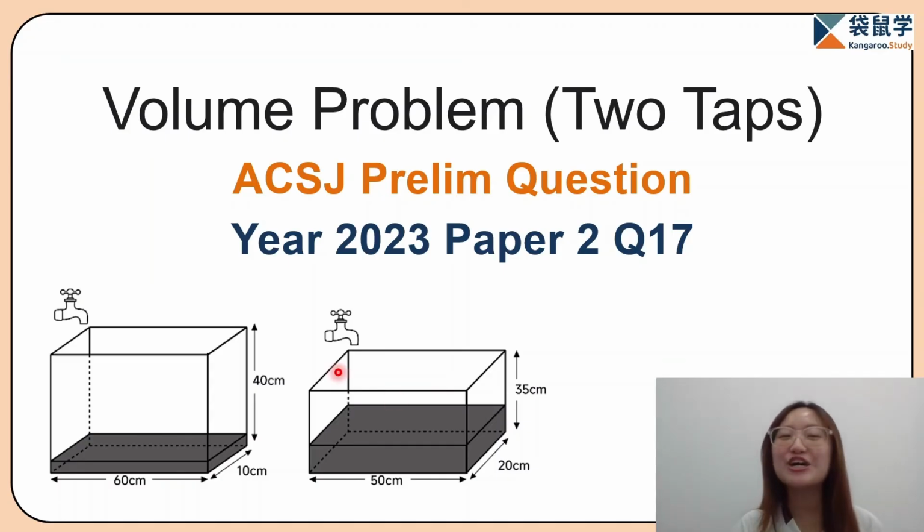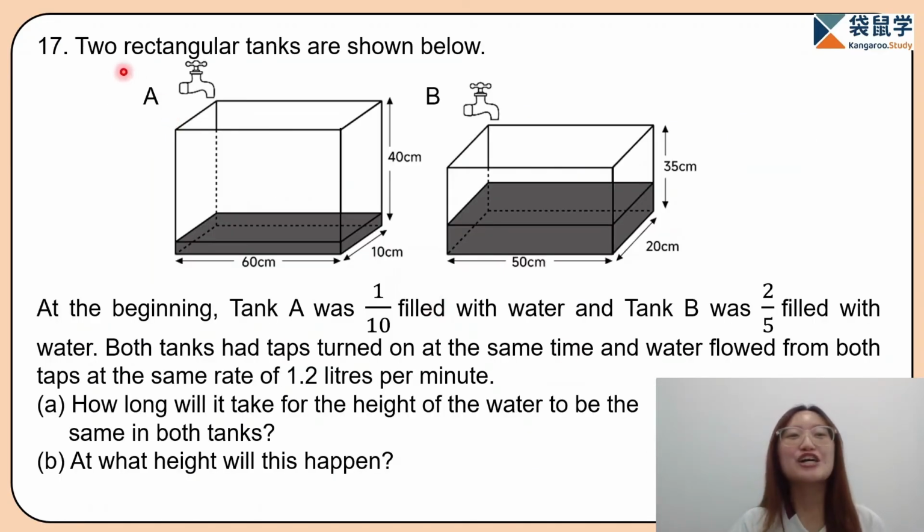Problem with 2 taps. So let's begin. 2 rectangular tanks are shown below. We are given tank A and tank B, and we have the length, breadth, and height. At the beginning, tank A was 1/10 filled with water and tank B was 2/5 filled with water. So we are given fractions.